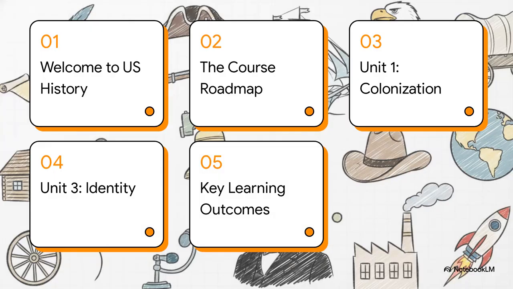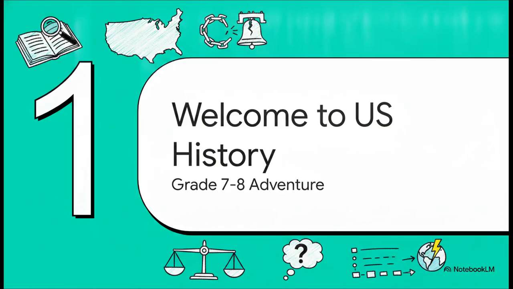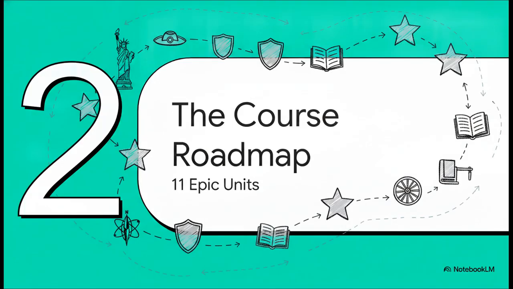So here's our game plan for today. We'll kick things off with a welcome to U.S. history, then map out the epic course roadmap. After that, we'll zoom in on Unit 1, which is early colonization, followed by Unit 3, American identity, and we'll wrap the whole thing up with your key learning outcomes. All right, Section 1, welcome to U.S. history. Moving right along to Section 2, the epic course roadmap.